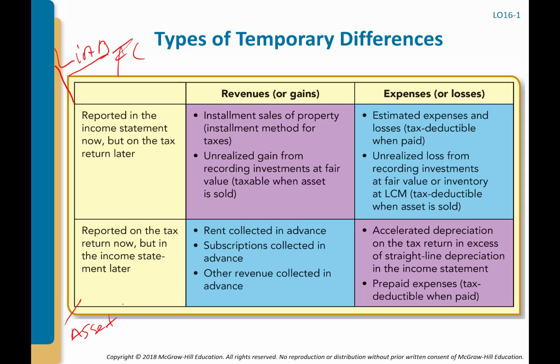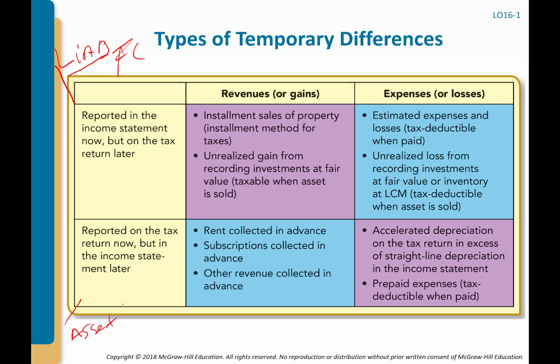Now let's go ahead and take a look at some of the examples of some items, okay? So we say, installment sales for a property, installment method for taxes. What happens? We go ahead and we take the income now, don't we? We take the revenue now, and we won't take that as revenue until later in the tax return. So we have taxes we're going to have to pay in the future.